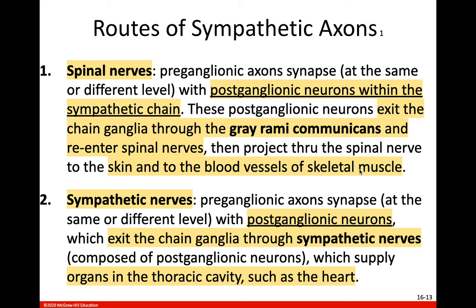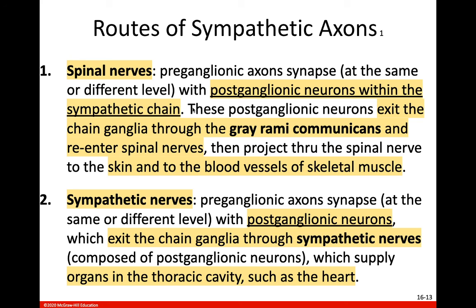From there, that spinal nerve will innervate the skin and the blood vessels of skeletal muscle. So let's say you need to get away from a dog that's after you. Well, this is the route that you're going to take. Why? We need to open up the blood vessels to our skeletal muscles so that they can get more blood, which means more oxygen, which means more energy, so we can contract that muscle and get the heck out of Dodge and get away from that dog. So this is the route used to make sure skeletal muscle is getting enough oxygen so that it can produce the energy needed to contract and get you out of danger.